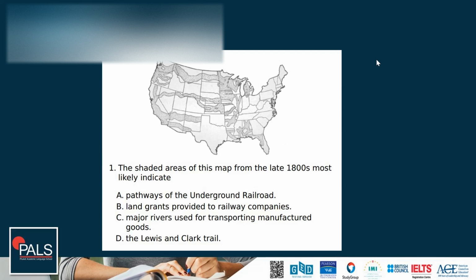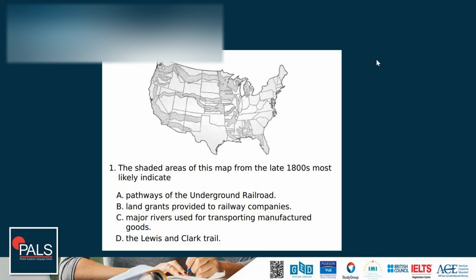Next, we've got a map about whatever it could be. It's from the 1800s. And we're supposed to draw a conclusion about what these shaded areas would most likely indicate. So I hope that you've been studying westward expansion. Westward expansion is a brief but important part of the U.S. history portion of the GED exam. And the year 1800s tells us what this would most likely be about.